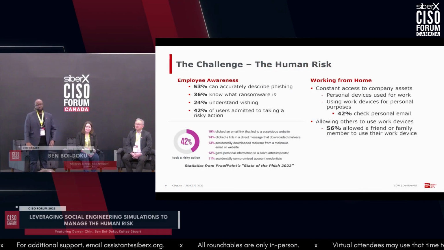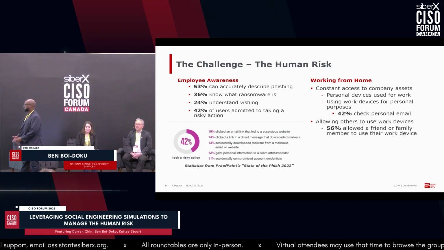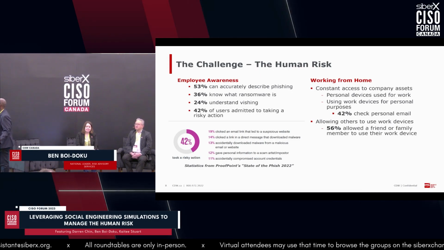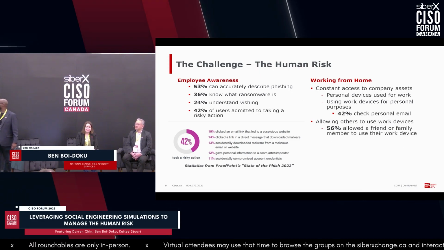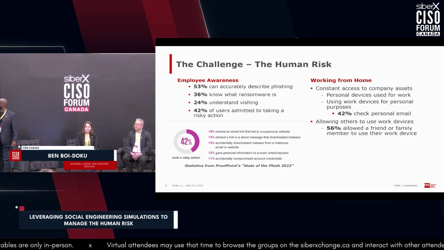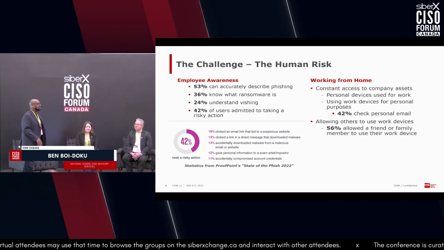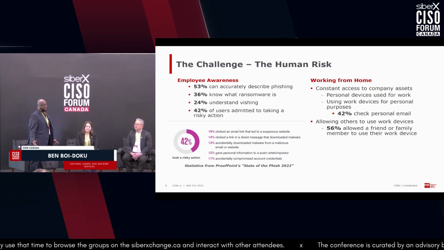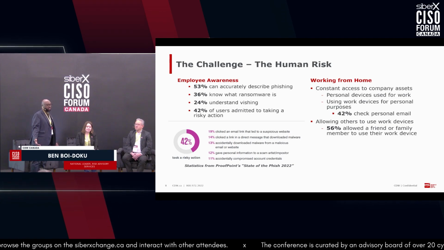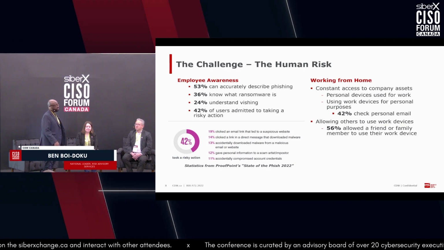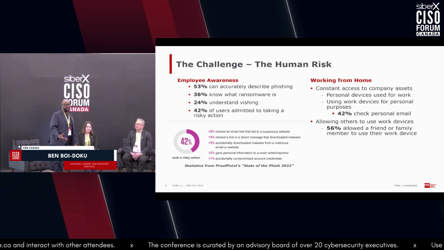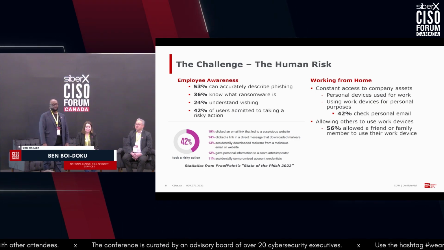And working from home introduced a new challenge because now our threat surface has expanded. Personal devices are being used for work. Using work devices for personal purposes has increased as well. 42% of the people that were surveyed checked their personal email on their corporate device, as well as 56% of the people surveyed allowed a friend or family member to use their work device.